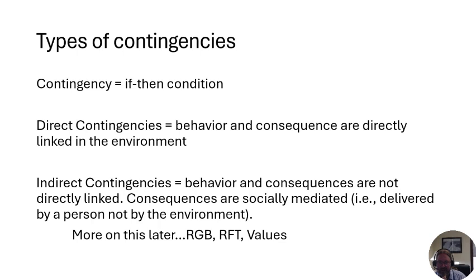We see indirect contingencies a lot. We're going to talk about this more later when we get to rule-governed behavior, relational frame theory and values. So indirect contingencies are a lot of what we work with when we're talking to pretty verbally sophisticated adults or children in therapy. But direct contingencies are applicable to everybody. We all still are influenced by direct contingencies. And so we do need to have an appreciation of this, in addition to understanding those contingencies that are set up more through verbal behavior.